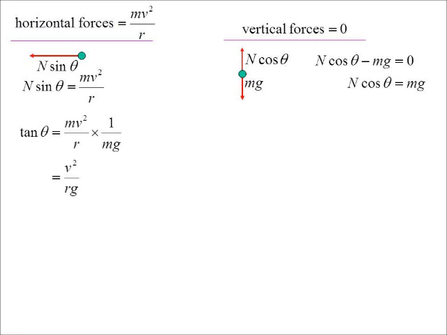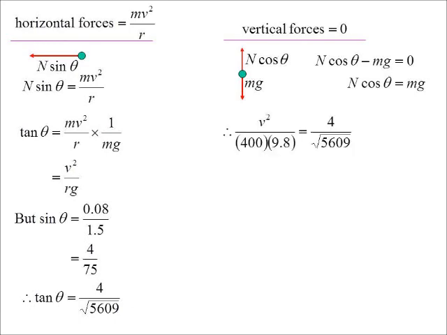So tan theta is v squared on rg. That's going to be handy for this question. Now, I don't actually know tan theta, but I can work out sine theta from that triangle. Sine theta works out to be 4 on 75, and so from there I can work out tan theta. So it'll be 4 on the square root of 5,609. Okay, so v squared on 400 times 9.8 will be 4 on the square root of 5,609.